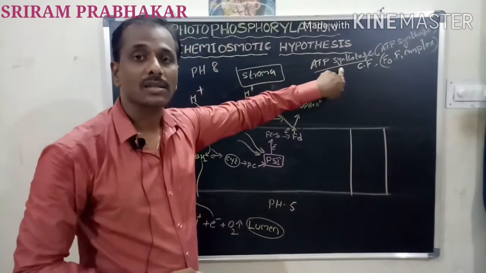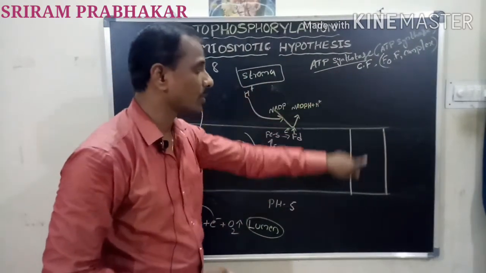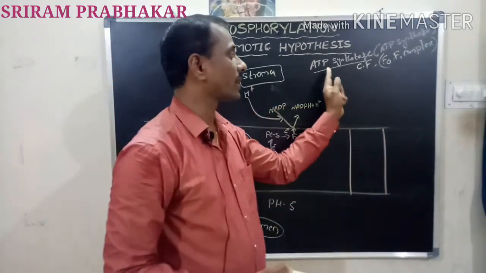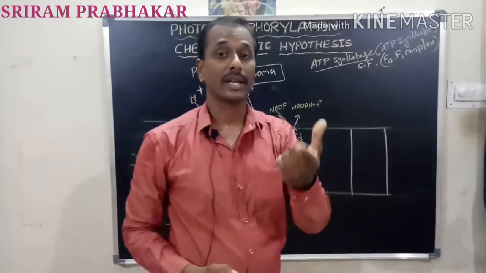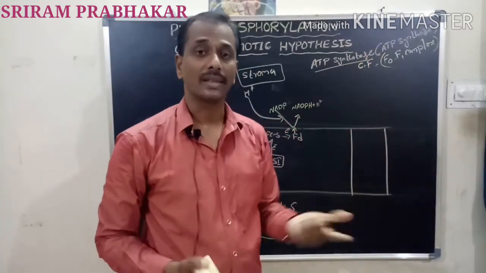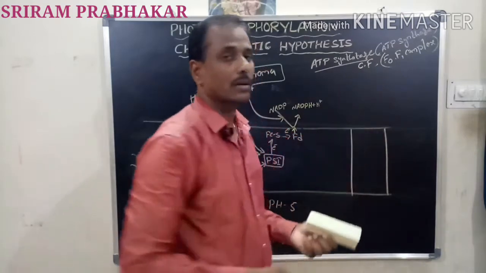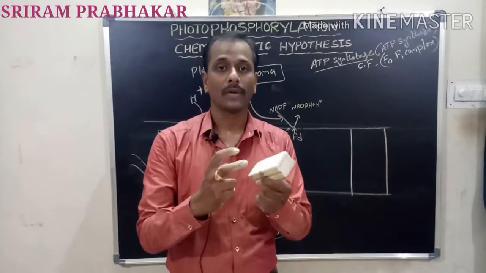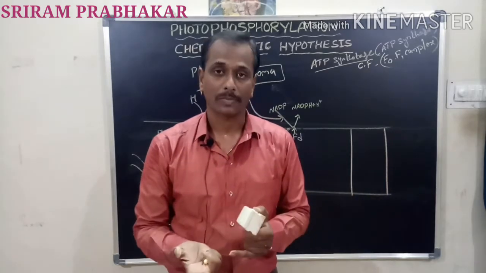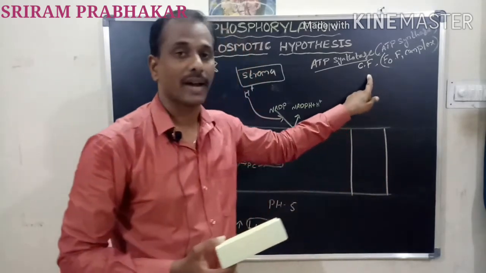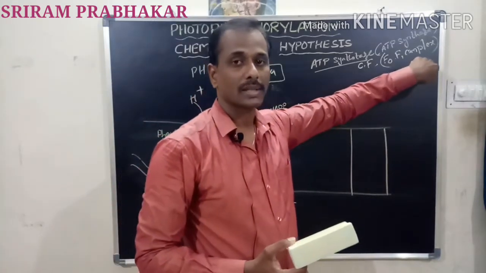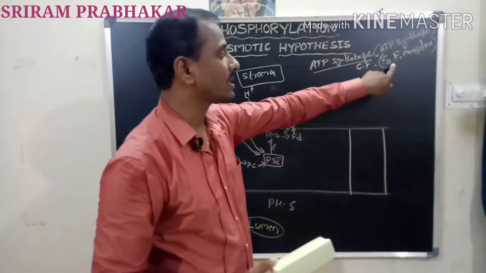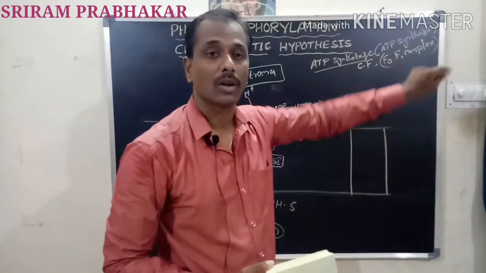It helps in the synthesis of ATP due to the transportation of H plus ions from the lumen to the stroma, so it is called ATP synthetase, the same as ATP synthase. It is called the coupling factor because ATP is synthesized by the coupling of ADP and inorganic phosphate. First we will learn the structure of ATP synthetase, then we will easily understand what the F0 and F1 complex is.